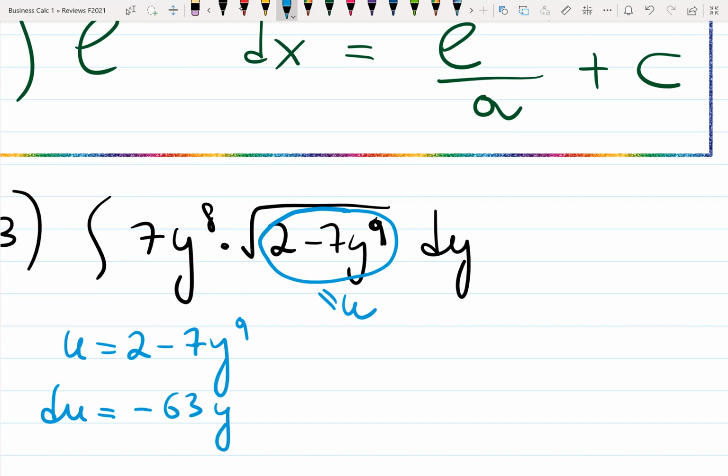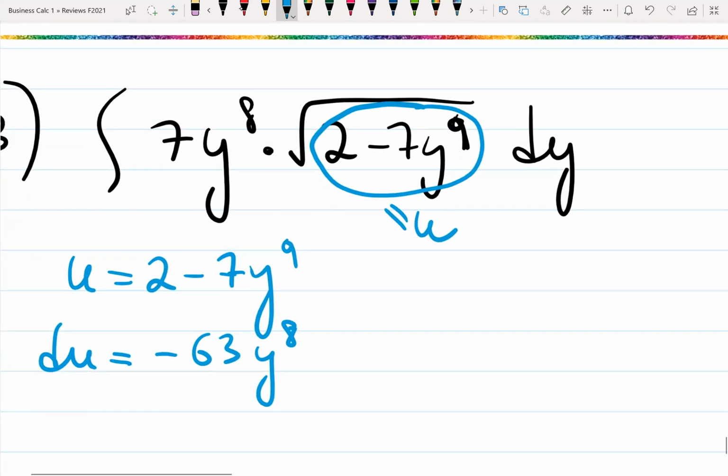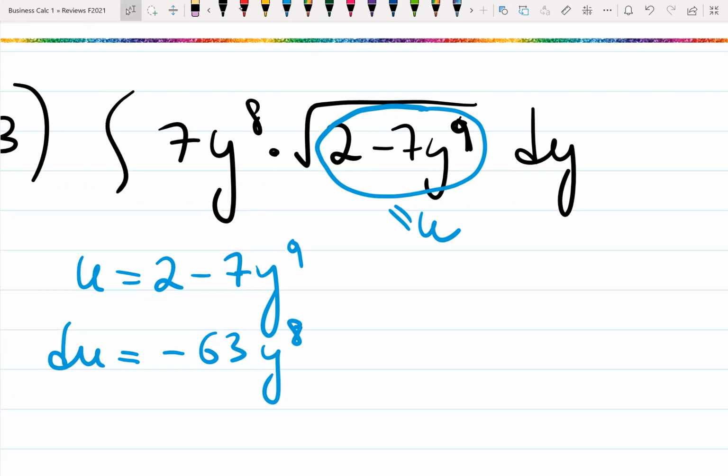7 times 9, 63. I need to do it in Russian. Somehow you cannot switch. The moment you learn in your own language, it's impossible to switch a multiplication table to another language.